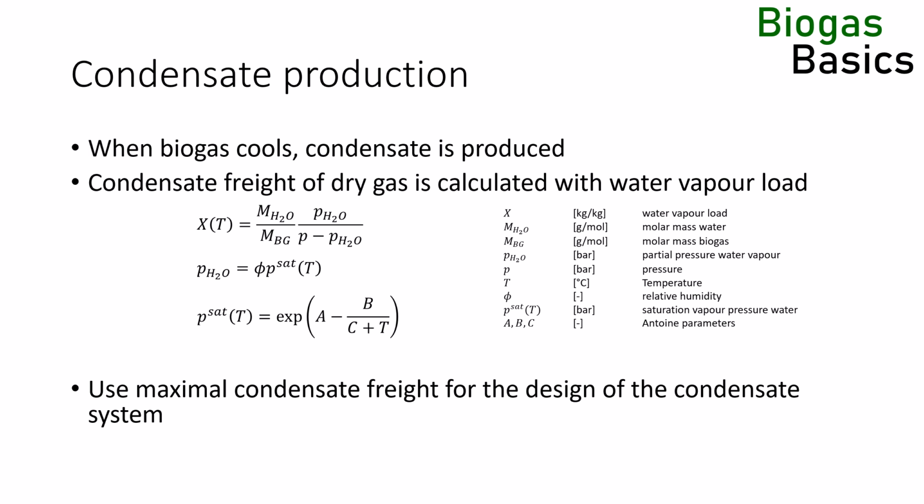For the design of condensate removal systems, the maximum possible condensate rate should be used. The correlation between water load and temperature is exponential. Most condensate will be produced by cooling the biogas the first couple of degrees. Therefore, the difference in condensate production when cooling biogas from 55 degrees Celsius to 15 degrees Celsius versus cooling it to 5 degrees Celsius is marginal. We might as well design the condensate system for complete drying.